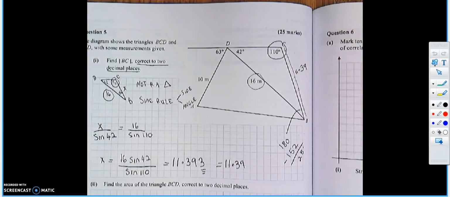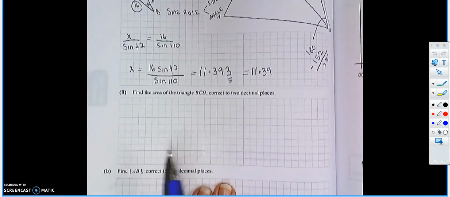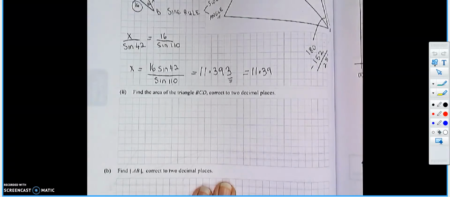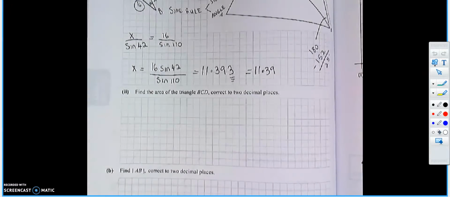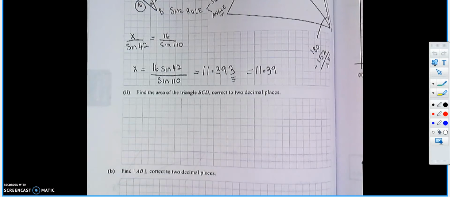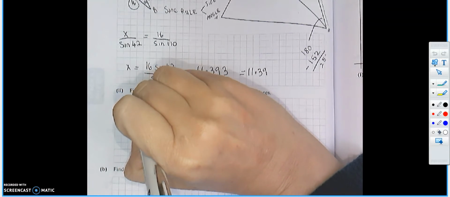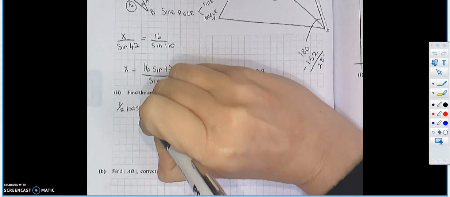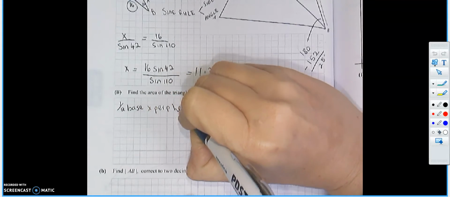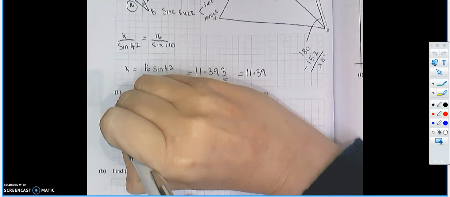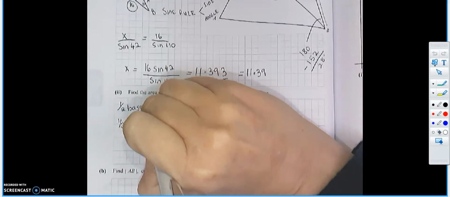do the next part. The next part says find the area of a triangle, and the triangle we want is BCD. So again, the little one at the top. To find the area of the triangle, we can either use half the base times the perpendicular height, or you can use half AB sine C.